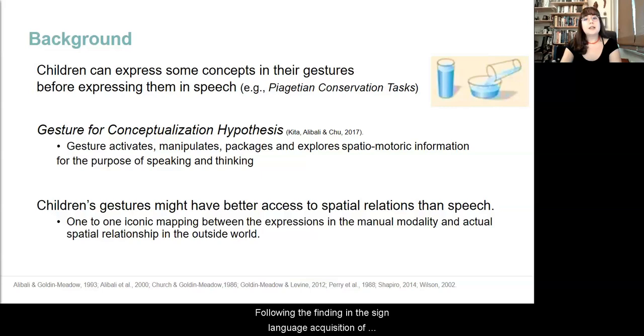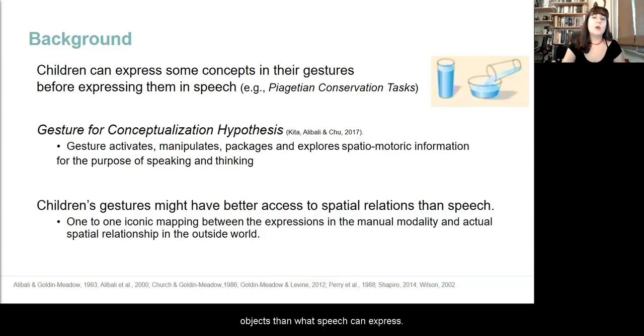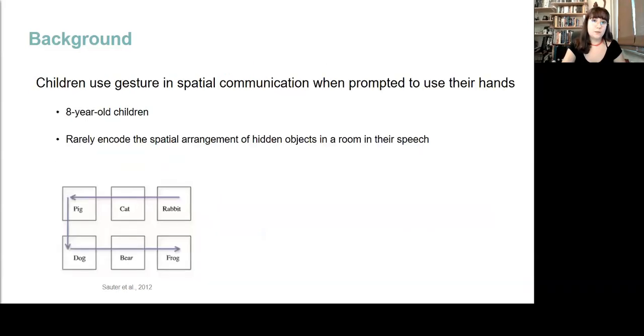Following the findings in sign language acquisition of left-right relations, co-speech gestures might have better access to spatial relations than speech due to one-to-one mapping between the expression in the manual modality as gesture and actual spatial relationship in the outside world. Thus, gesture might provide more information concerning the left-right relations between objects than what speech can express.